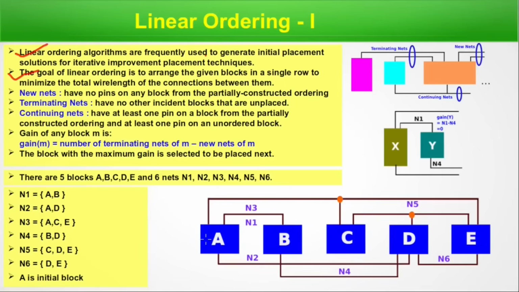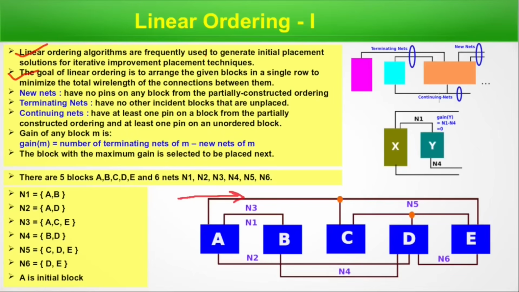So from one point we have to start. We will go in one row, as already mentioned, from left to right. One after one we keep on arranging. So it's partially constructed from left to right. Now as an example, there are 3 blocks with terminating nets. What are new nets? It's starting from here and has no pins on any block from the partially constructed ordering. There are no other pins here.